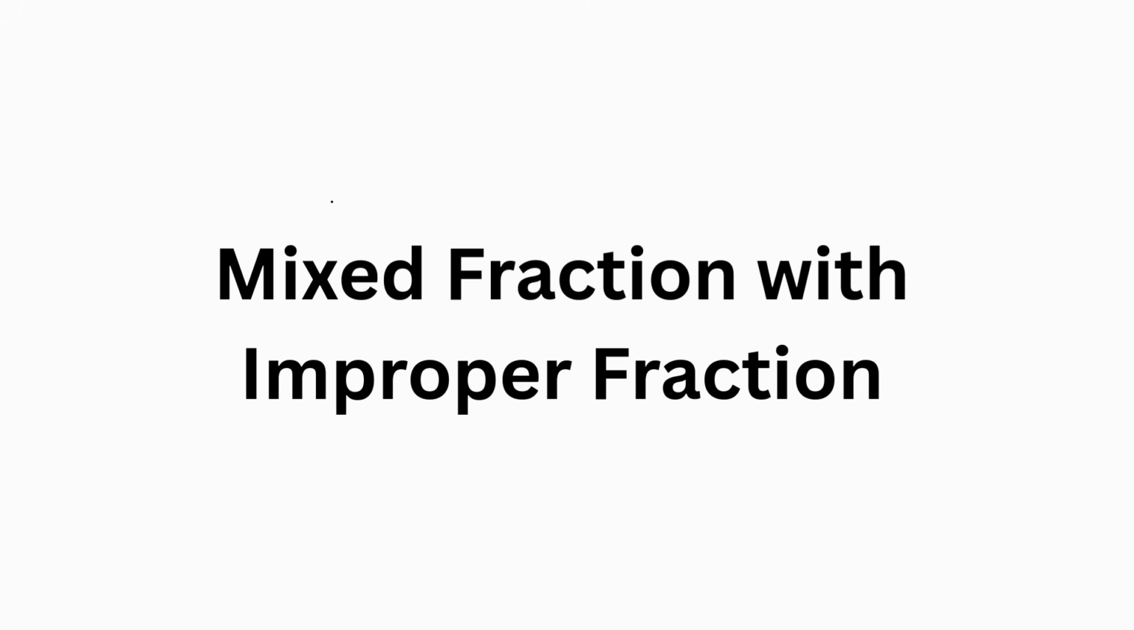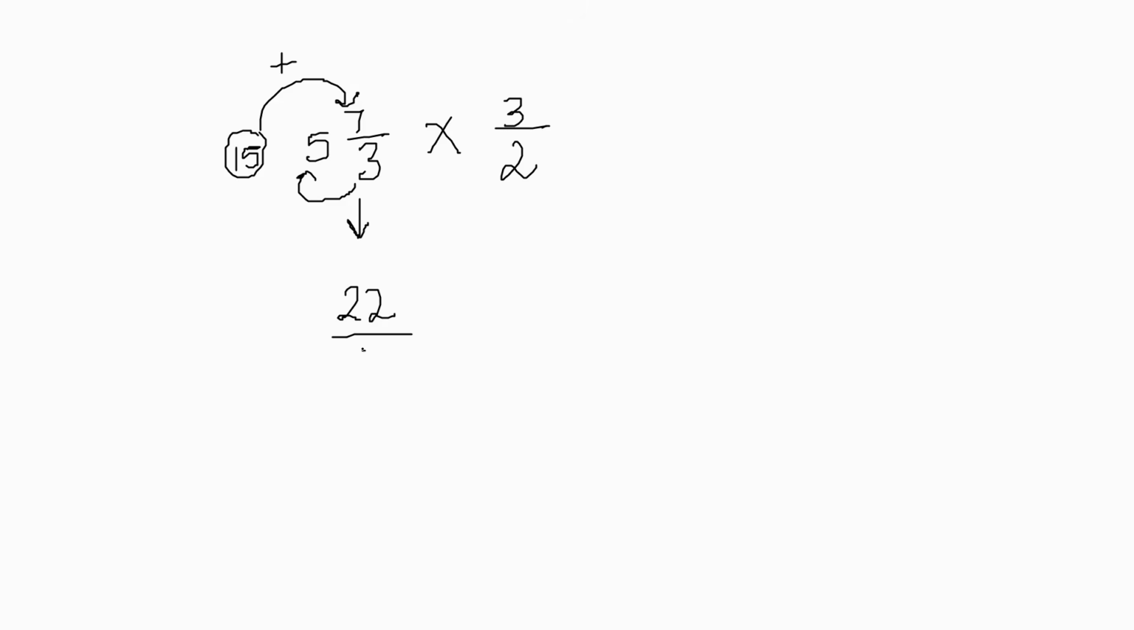Let's take another example where a mixed fraction is multiplied with an improper fraction. The mixed fraction is 5 7/3 multiplied by 3/2. First, we are going to convert the mixed fraction into an improper fraction. We multiply the denominator with the whole number, that is 3 times 5 is 15. This 15 needs to be added to the numerator, that is 15 plus 7. Yes, you are right, the answer is 22. So the fraction becomes 22/3 multiplied by 3/2.